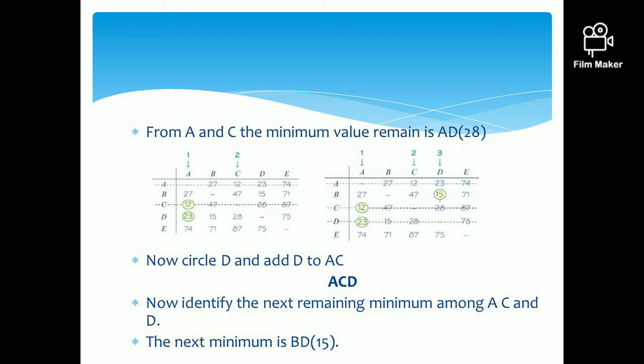Now, as I mentioned in the theory, you have to block the line A as well as the line C. Now refer to the values available in the blocked lines A and C. What is the next minimum value? You can understand that in the line A, the values are 27, 12, 23 and 74. 12 is already blocked. Therefore, the next minimum value is 23. In the line C, the values are 47, 25 and 67. Therefore, you can understand that the next minimum value is 23 with D. Therefore, what we need to do is circle the 23 and mark a circle on D, AD. Then you can mark the diagram as A, C and D, and you have to block the line D as well.